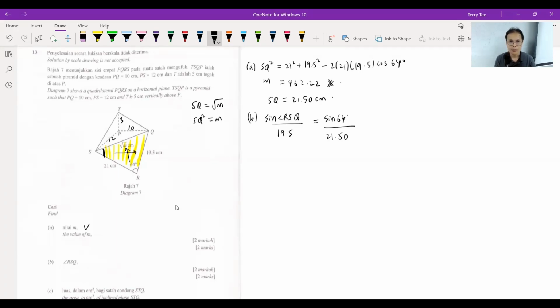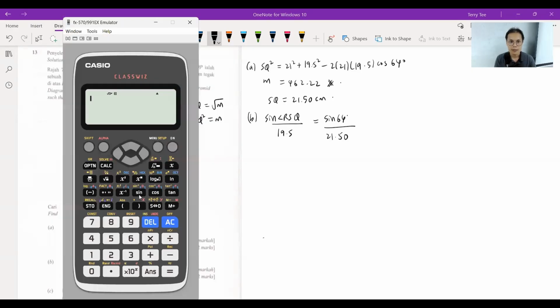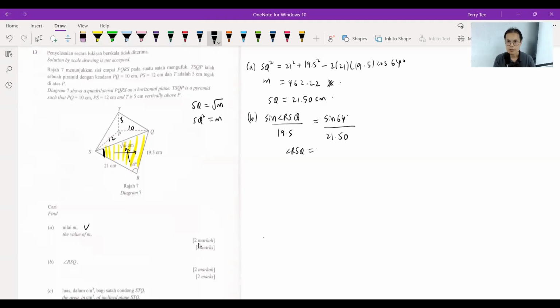Let's use our calculator. Sine 64 divided by 21.5 multiplied by 19.5. Whatever I get here, shift sine, answer equals 54.61. Yeah, RSQ is 54.61. Okay, I got this already.